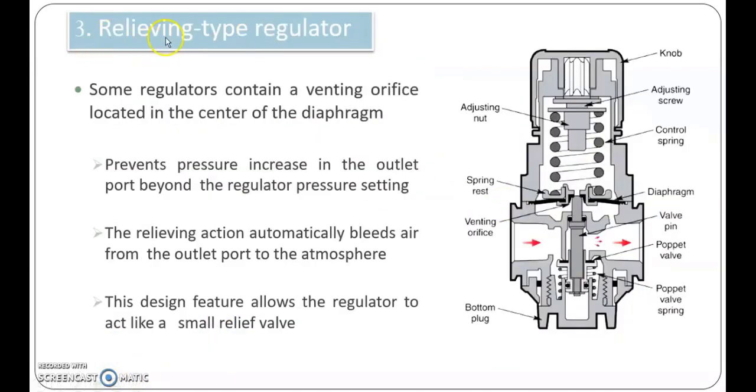Next adalah the relieving side regulator. So this one dia ada venting orifice. So venting orifice ni function dia adalah untuk excessive air pressure. Bila berlaku excessive air pressure, dia akan salur keluar ke atmosphere. Okay. The relieving action automatically gives air from the outlet port to the atmosphere. So this design dia act like the small relief valve.